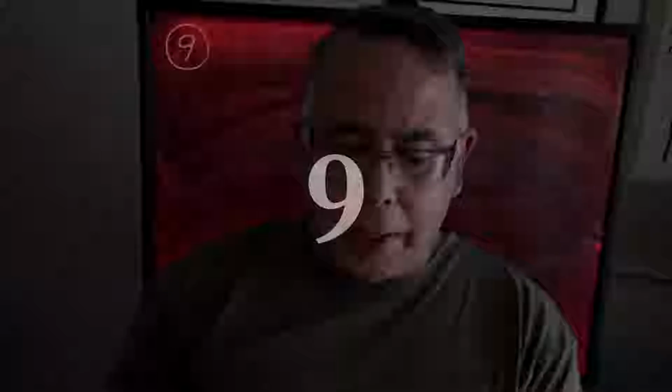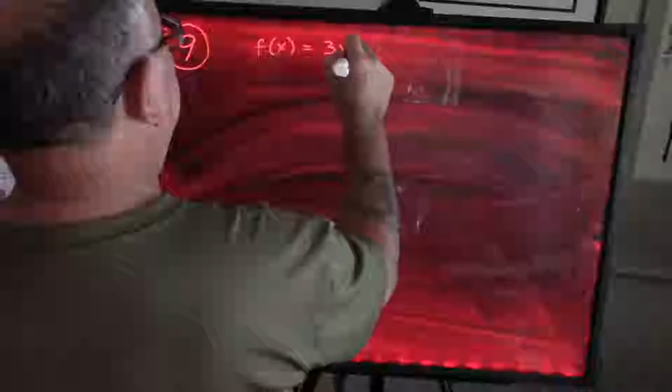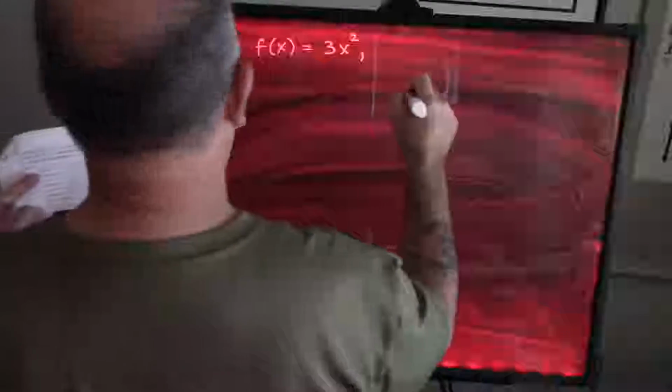Okay, number 9. Given f of x is 3x squared and g of x is square root of x minus 5, find f plus g, f minus g, f times g, and f divided by g. Determine the domain for each function in interval notation. So let me write these functions. F of x is 3x squared. G of x is square root of x minus 5.